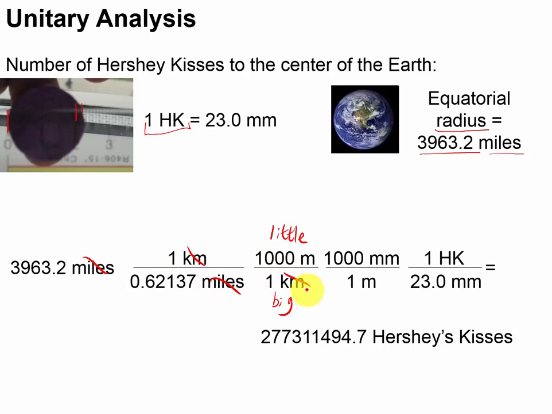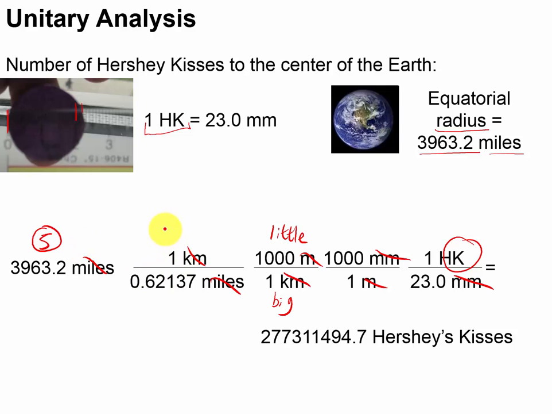Miles have cross canceled. Kilometers cross canceled. Meters, yep. Millimeters, yep. Notice that the only unit remaining is HK. And so Hershey's Kisses will be the appropriate unit for it. We haven't made a mistake and inverted any of these anyplace. The other thing we need to do is consider our sig figs. We started out with 1, 2, 3, 4, 5 sig figs here.